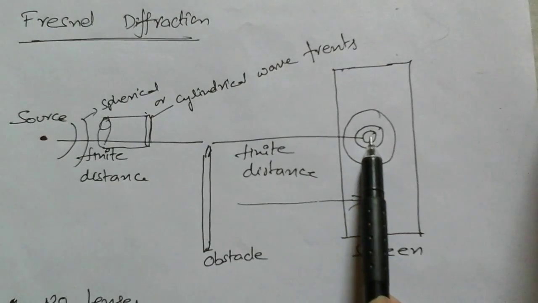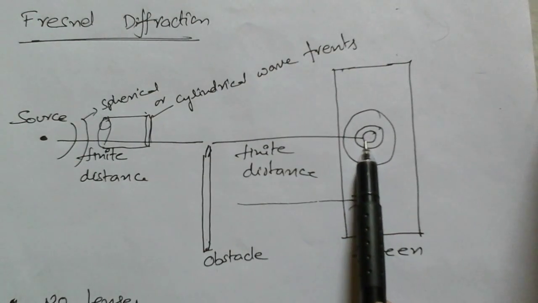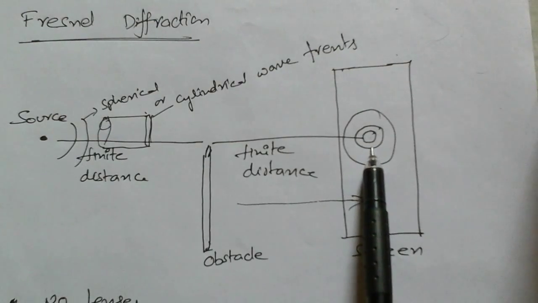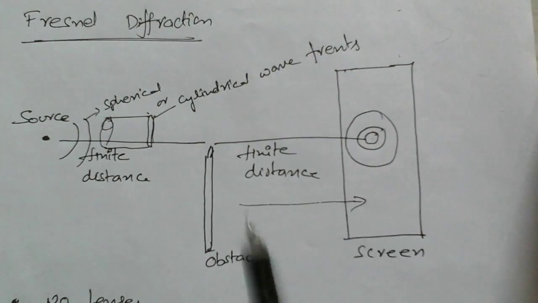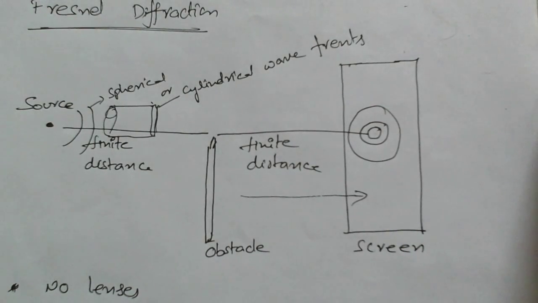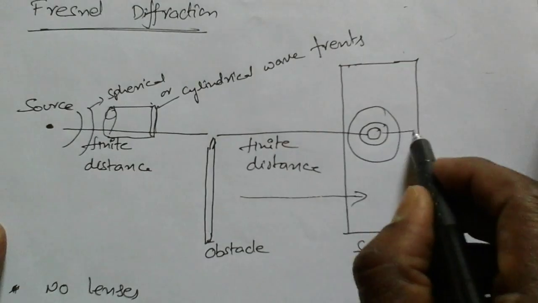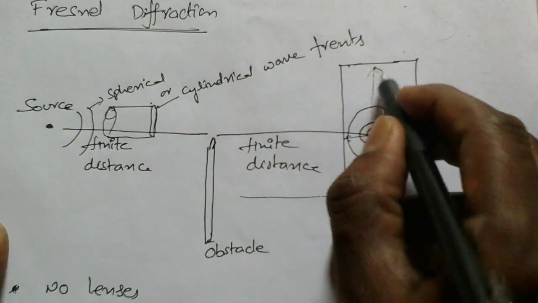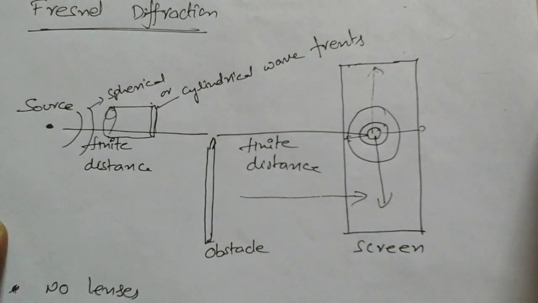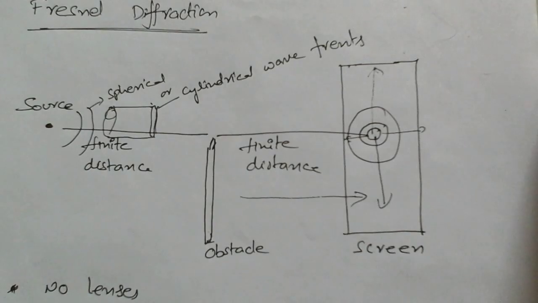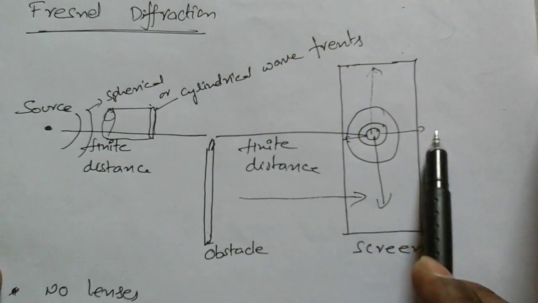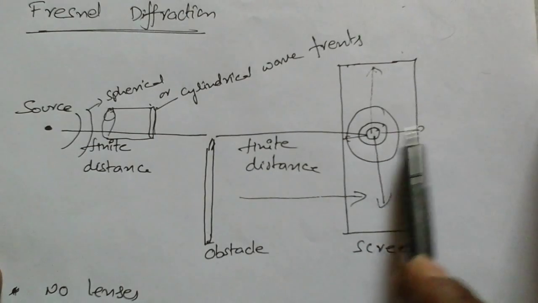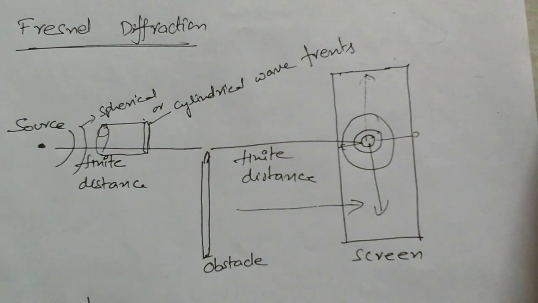In the diffraction pattern, the center will be bright, next dark, next bright, next dark, next bright, next dark. Like this, it alternately happens. When you go to the right side or left side, top, or down, in any direction, the intensity of the bright fringes decreases. It is going to happen as you go left, right, top or down.